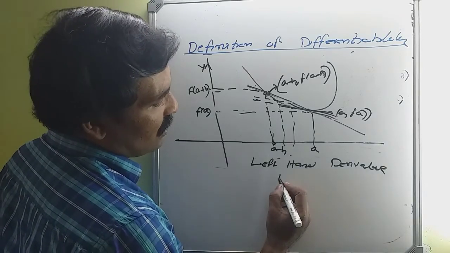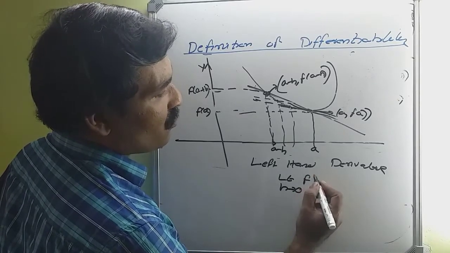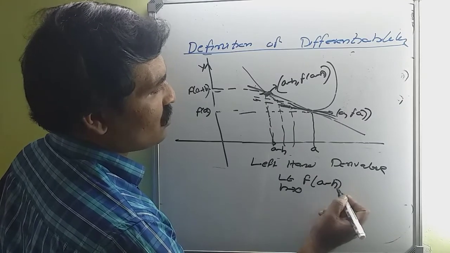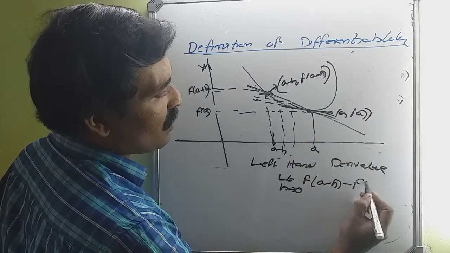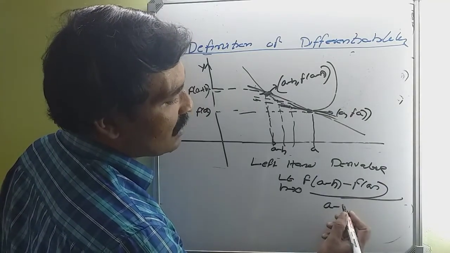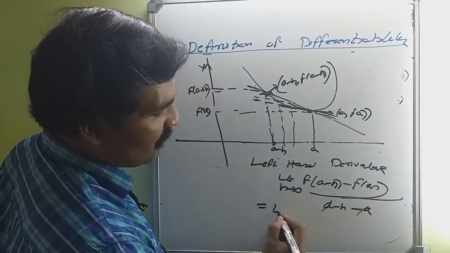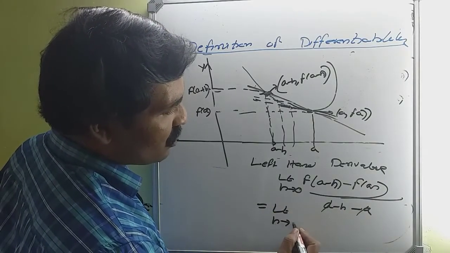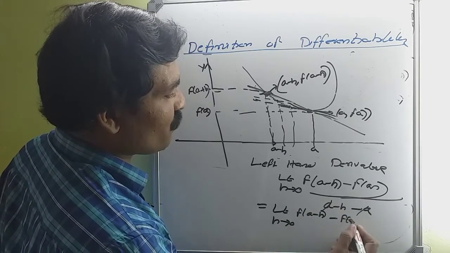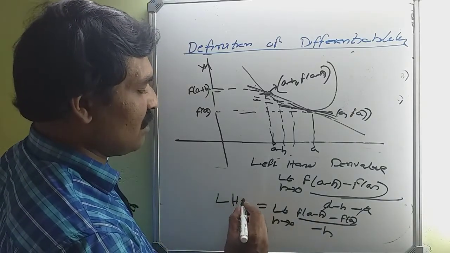That is, the limit as h tends to 0 of f of a minus h minus f of a divided by a minus h minus a. This cancels, so this is equal to the limit as h tends to 0 of f of a minus h minus f of a divided by minus h, which is the left hand derivative.